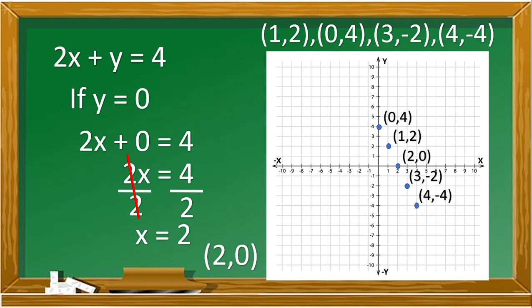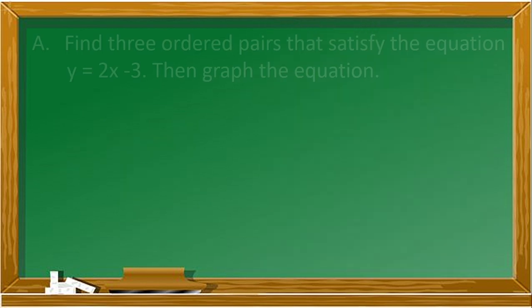And after we plot the following coordinates, let's connect the points. And now, this is the graph of our linear equation 2x plus y is equal to 4. The graph of all solutions of 2x plus y is equal to 4 is a line of infinite length as indicated by the arrows in both directions. Now, let's have another example.